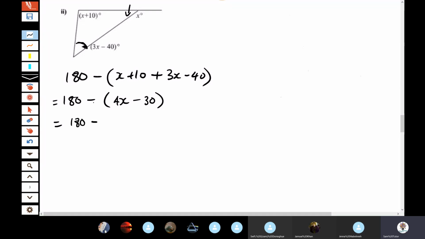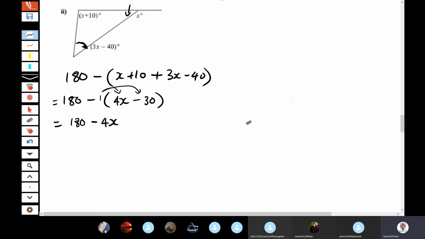So 180 take away... First you've got to write minus. So negative 1 times 4x, right? And then negative 1 times negative 30. So minus 4x and then? I'm stuck. What do you usually do when you expand? Something like this. What's the answer to this when you expand this? AB plus AC. Isn't it funny that you know that?